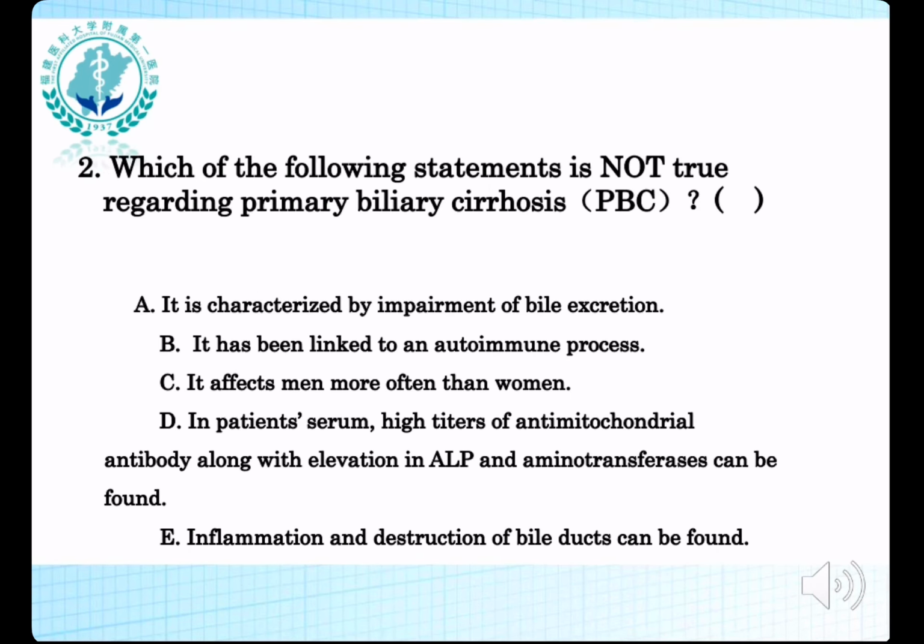The second one: which of the following statements is not true regarding primary biliary cirrhosis? A, it is characterized by impairment of bile excretion. B, it has been linked to an autoimmune process. C, it affects men more often than women. D, in patients' serum, high titers of antimitochondrial antibody along with elevation in ALP and aminotransferases can be found. E, inflammation and destruction of bile ducts can be found. Which one is not true? Choose C, alright? PBC has a gender discrepancy. It affects women more often than men, not men more often than women.